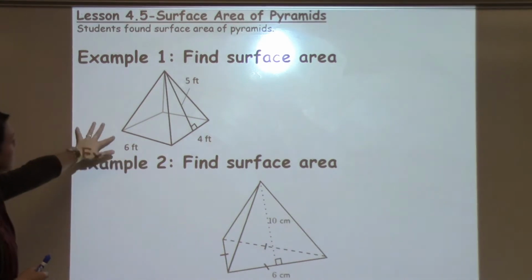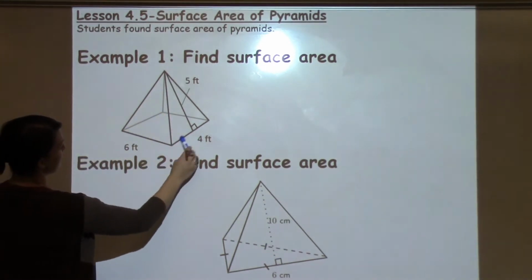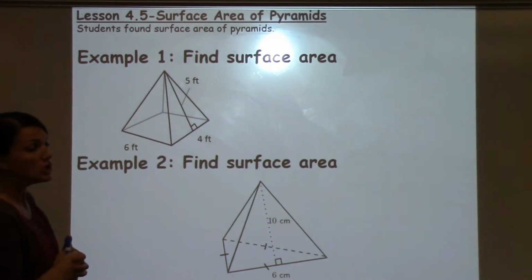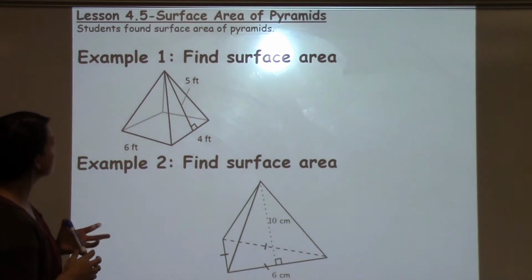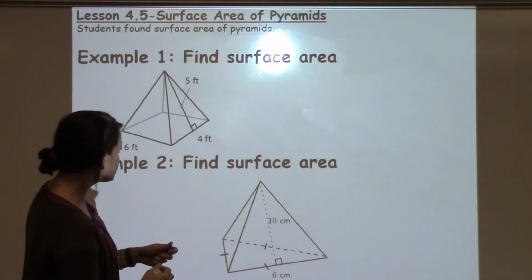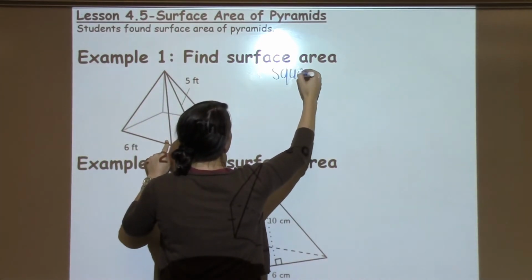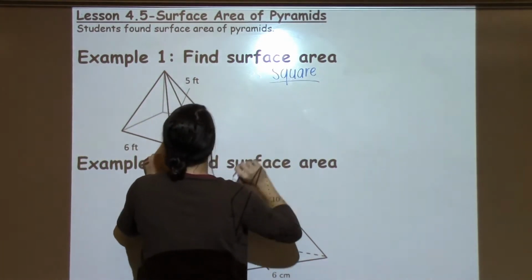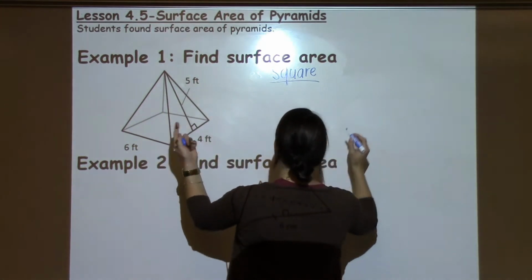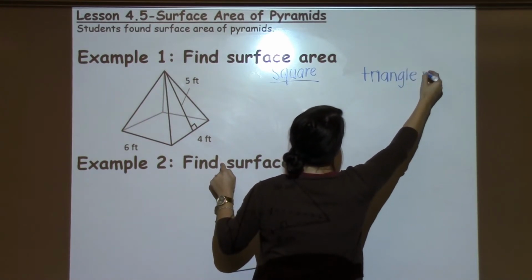Alright, so the first one we're looking at is called a square pyramid because it has a square on the bottom and then it has triangles that come up on the top. So just like the strategy that I referred to in 4.3, because we're working with different shapes, I have the students identify what two shapes we're working with. And in this case, we're working with a square on the bottom, and then because a square has four sides, we have four triangles that are going to come up to one point at the top.